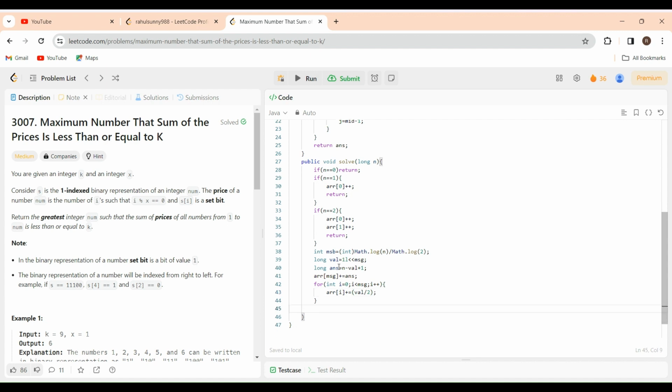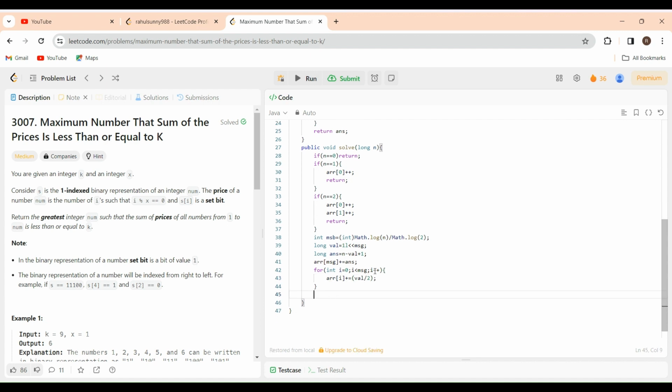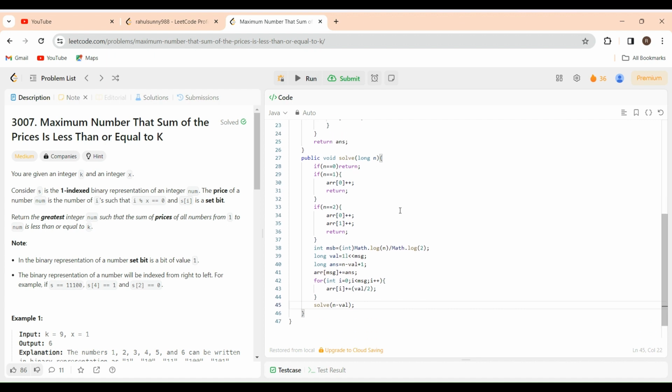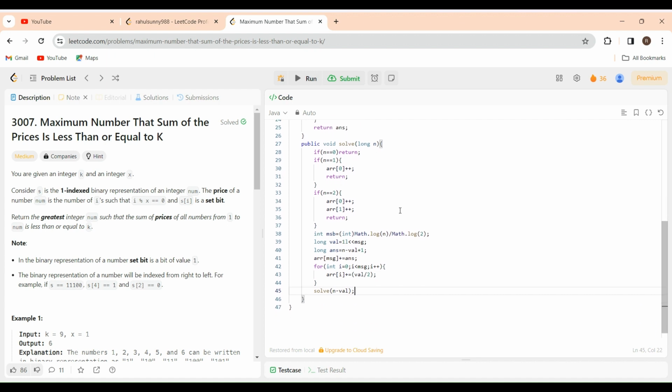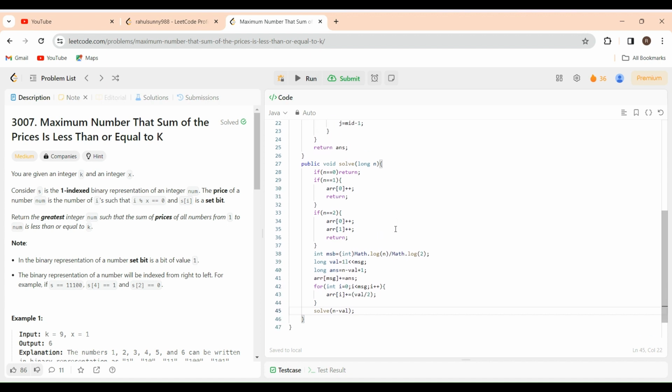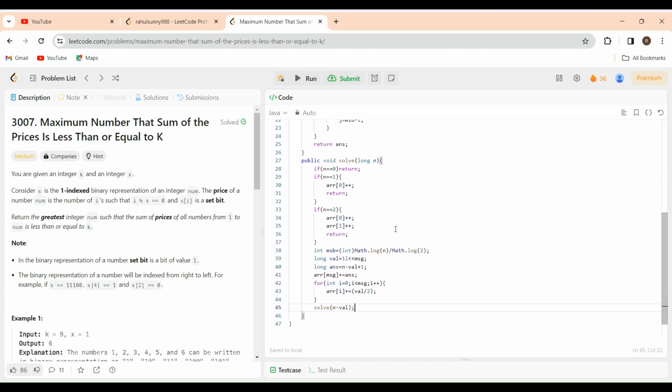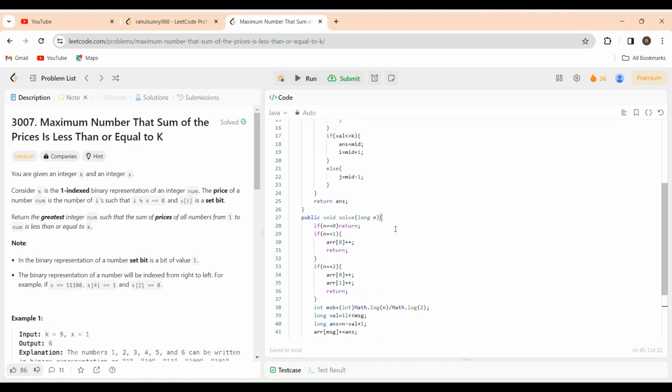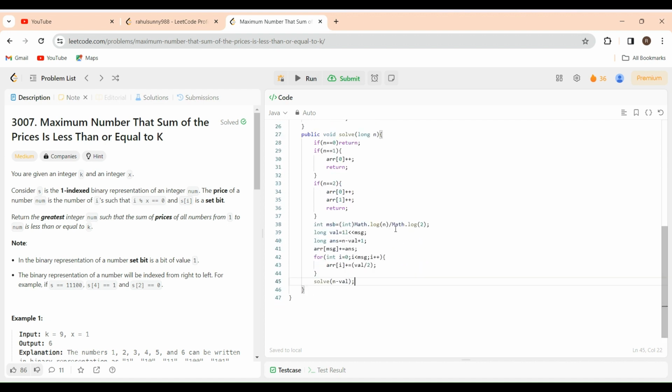Okay. If we do this, we will be storing all the set bit sums, and at last we need to call the recursive function here, n minus val. If we consider 13, 13 minus 8 will be 5. We will be calling for 5. From 5 it will be going to 1, and from 1 it will return here. This is how we will be solving the set bit sum here, and we will be storing it at the appropriate indexes.